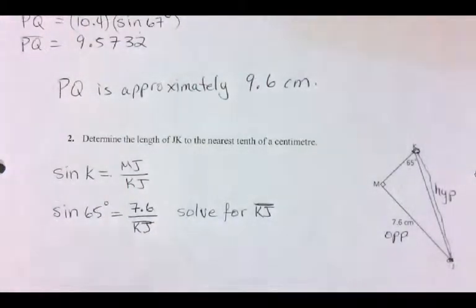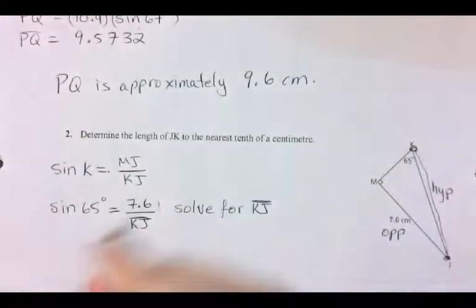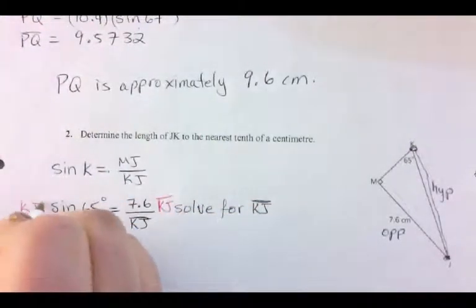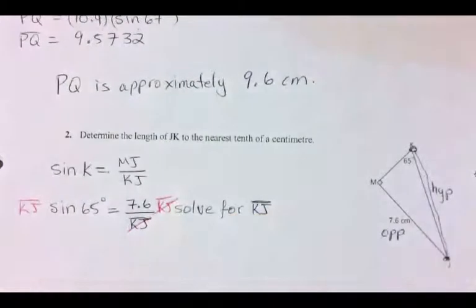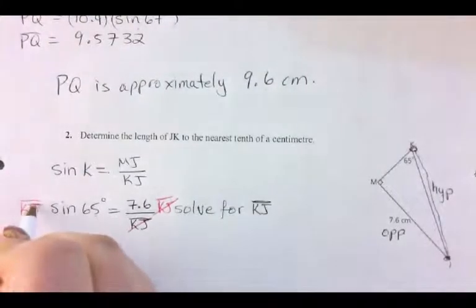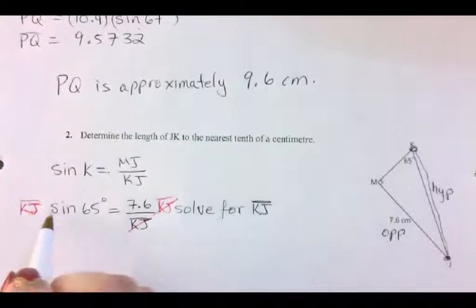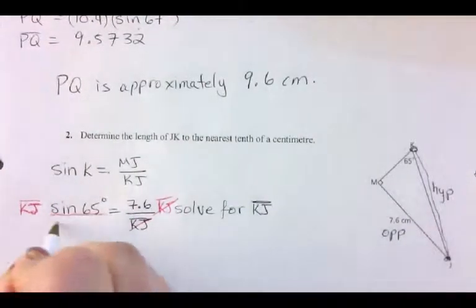So here, I'll do it in a different color. Let's make sure this pen works. KJ and then KJ. What happens to this KJ and this KJ? They reduce to 1, so they cancel out. And now KJ is up, which is great. It's in the numerator position, but there's still something happening here. What do I do with this?